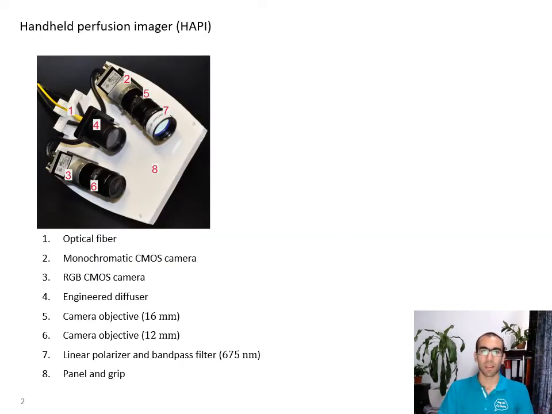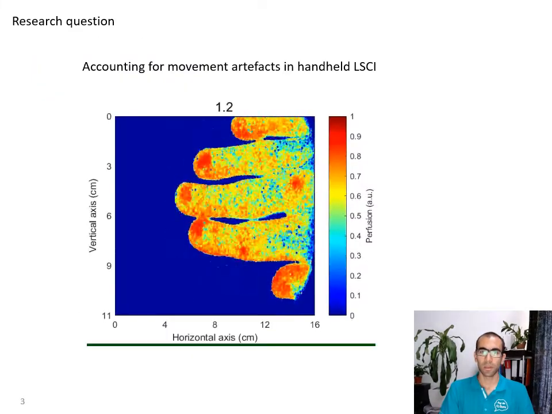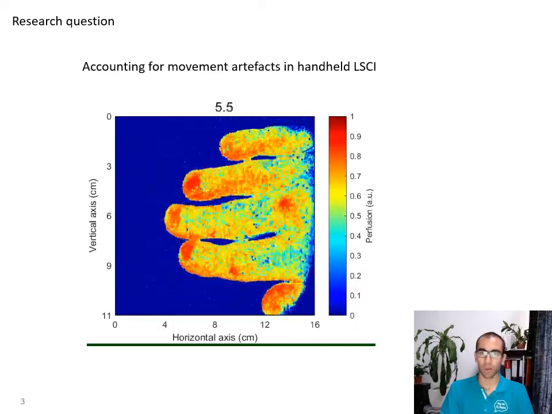We have designed a handheld probe for laser speckle contrast imaging, which is able to perform color imaging and perfusion imaging. Because it's in handheld mode, we have to tackle movement artifacts. For this reason, we decided to employ an electromagnetic tracker to track the movements of the handheld probe during a handheld measurement. This video shows a recording of so-called perfusion maps operated in handheld mode.